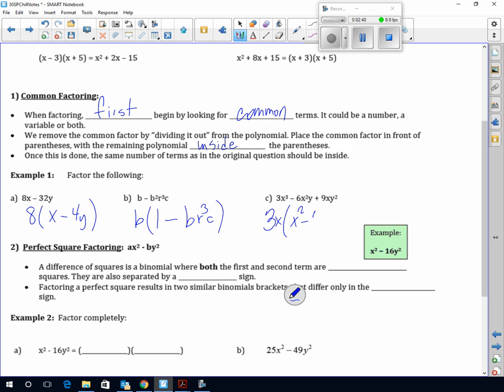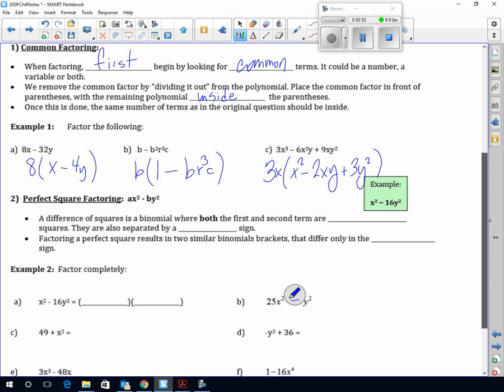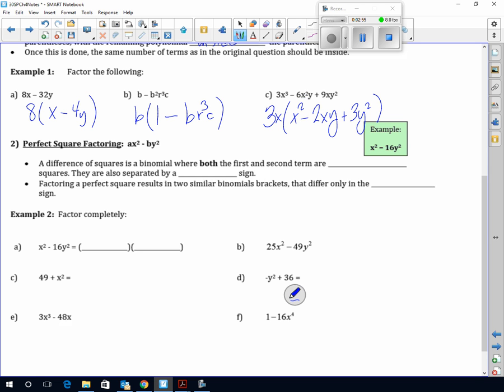Okay, perfect square factoring. A difference of squares is a binomial where both the first and the second term are perfect squares. An example is x squared minus 16y squared. Does everybody see x squared is a perfect square and 16y squared is a perfect square? Does everybody know what I mean by perfect squares? Yes? Okay, they are separated by a negative sign. You cannot factor a binomial by difference of two squares if it's addition. It only works if it's subtraction.